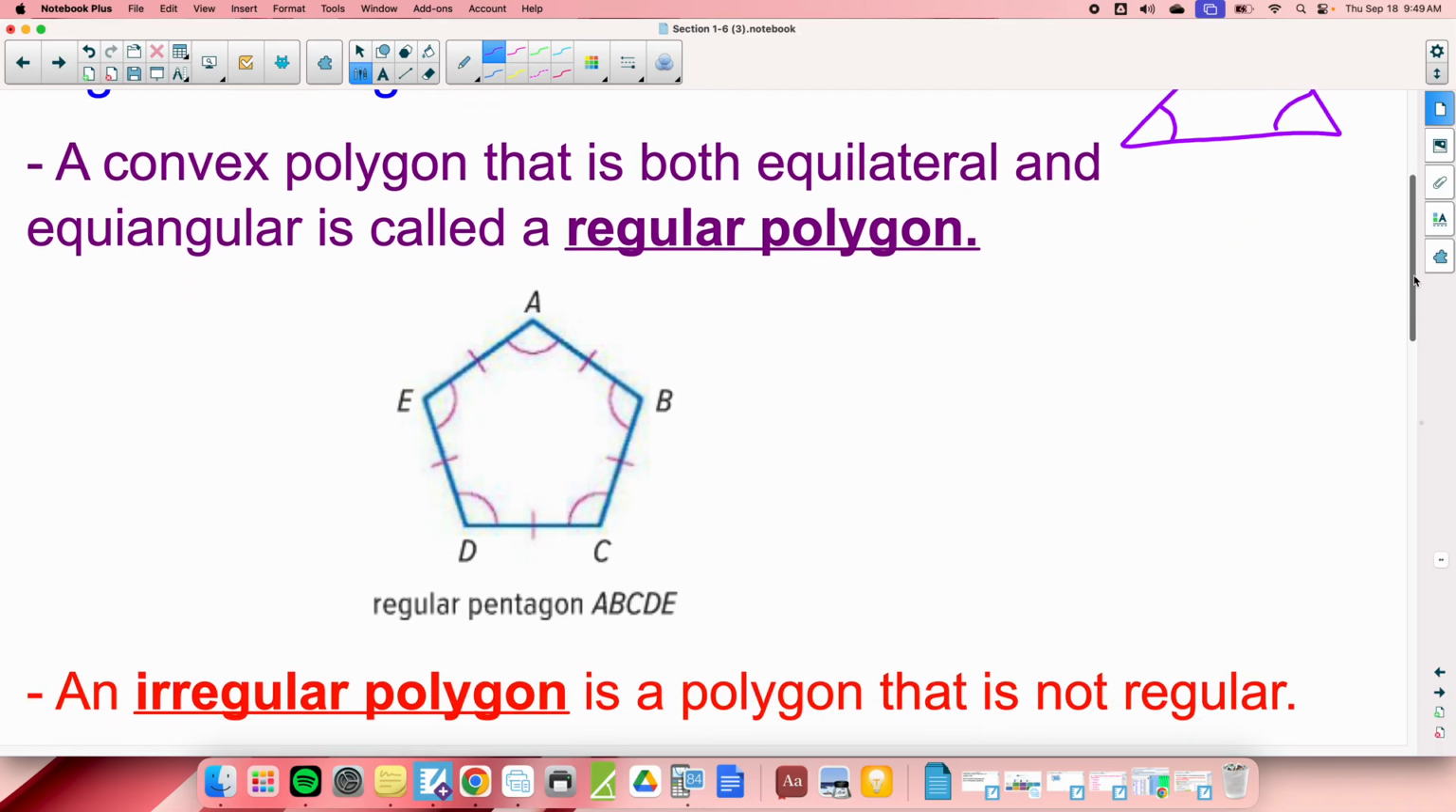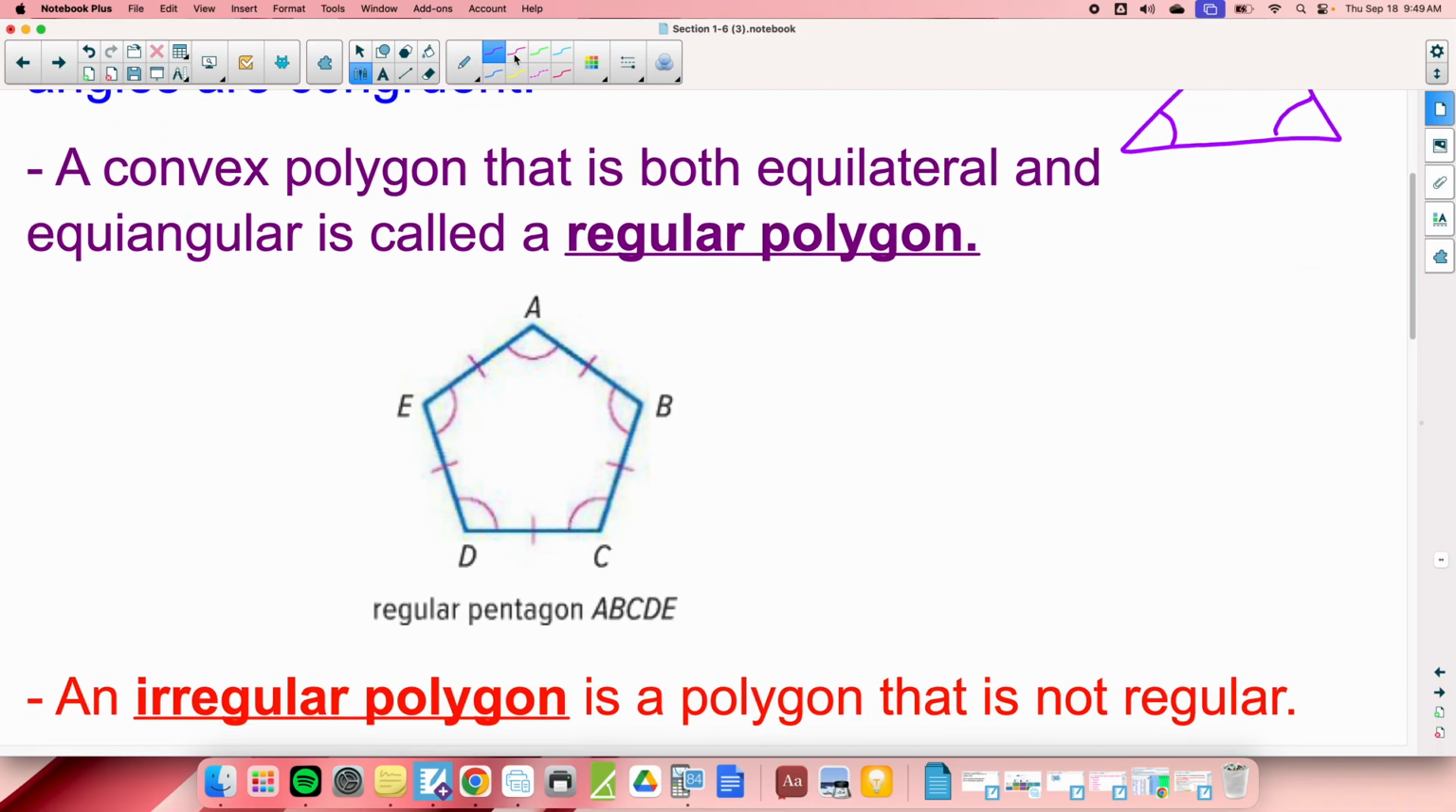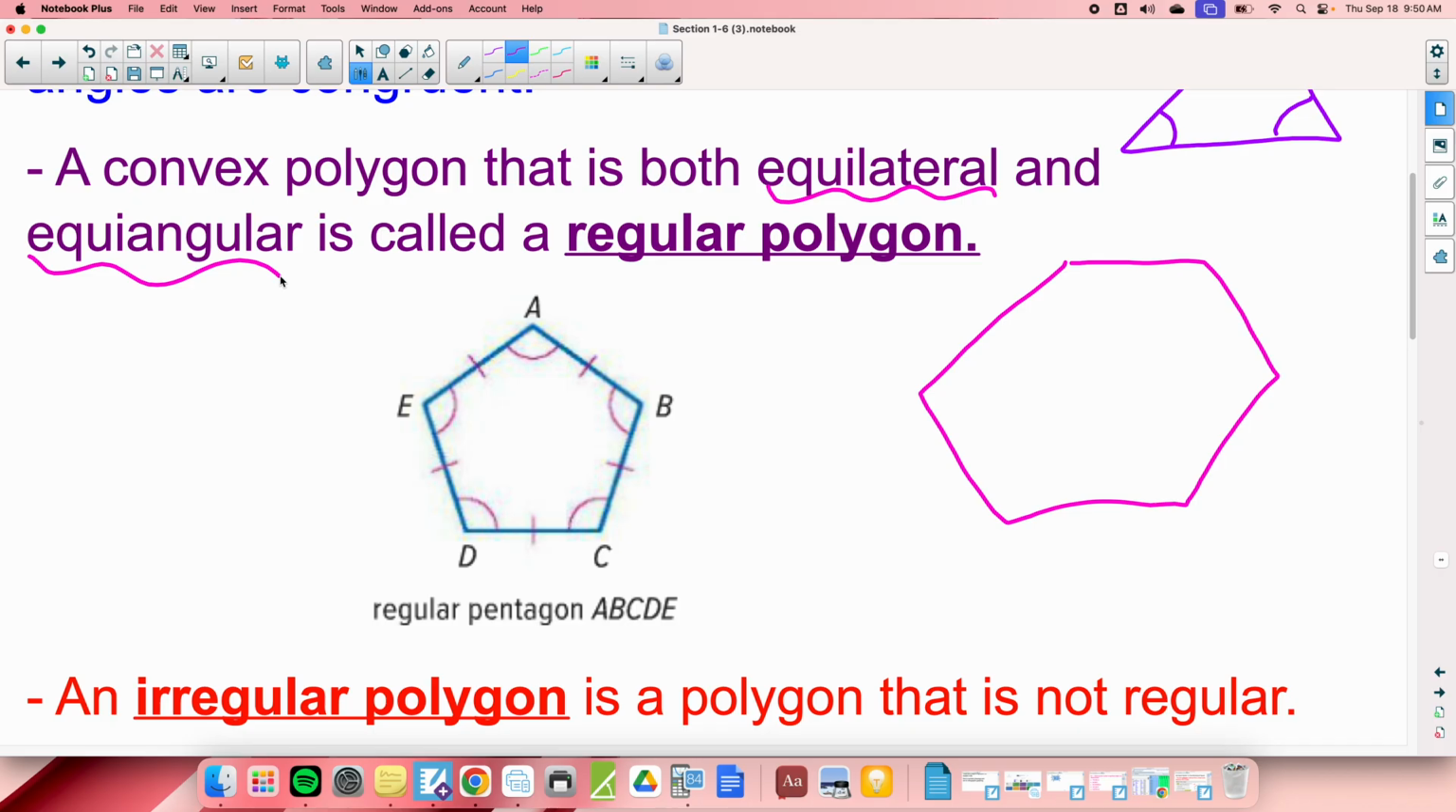For something to be regular, say I did a hexagon, and I said, is this regular or irregular? For something to be regular, it has to be equilateral and equiangular. What that means is every single side has to be congruent. Every single angle has to be congruent.